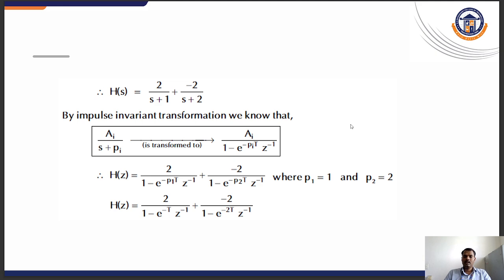By using the impulse invariant transformation, we can convert an analog filter into a digital filter, and the transformation formula is A_i / (1 - e^(-p_i T) z^(-1)), where T is the sampling time. Hence H(z) = 2 / (1 - e^(-p1 T) z^(-1)) + (-2) / (1 - e^(-p2 T) z^(-1)). Here the pole values are 1 and 2. Hence we can write H(z) as 2 / (1 - e^(-T) z^(-1)) + (-2) / (1 - e^(-2T) z^(-1)).